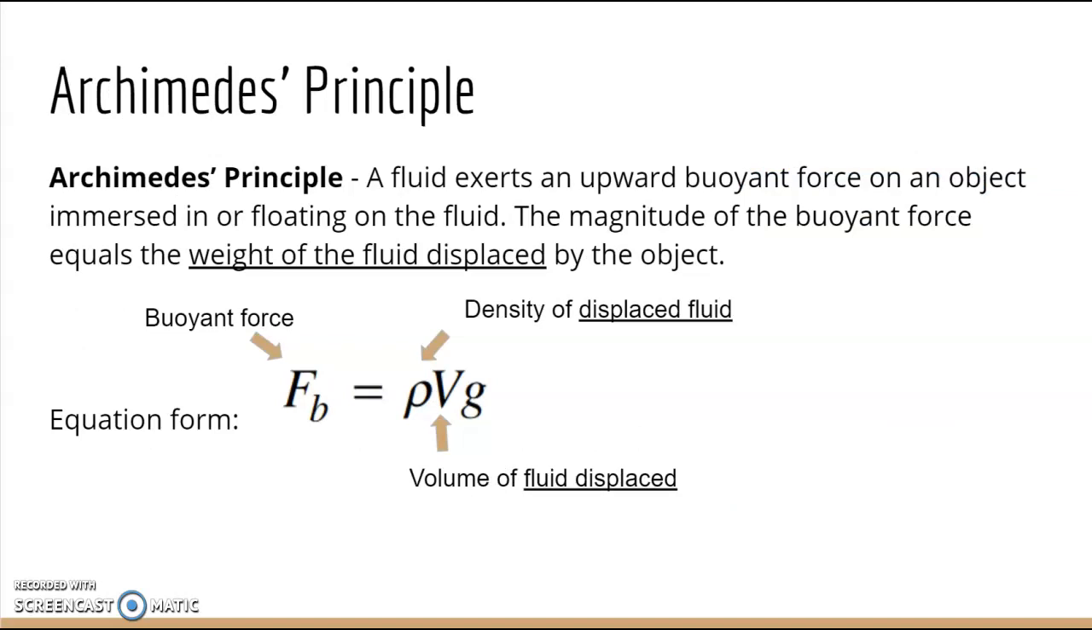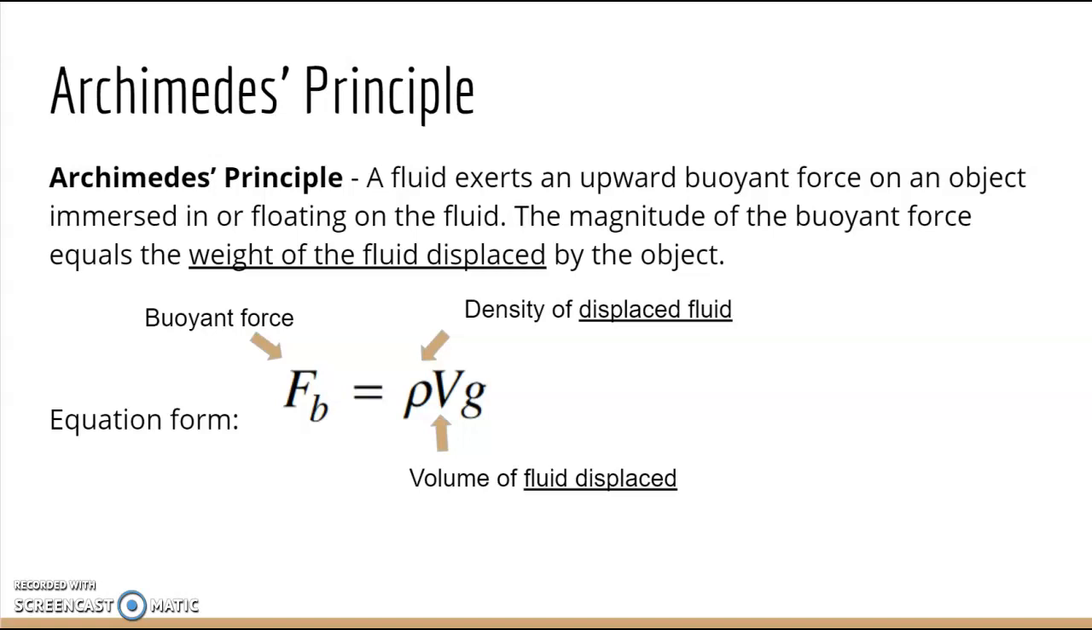So let's talk about Archimedes' principle. If you don't know much about Archimedes, he's brilliant. I recommend reading up on him. He's pretty interesting. But Archimedes came up with this idea, or I guess it's more of a postulate, that a fluid exerts an upward buoyant force on an object immersed in or floating on a fluid. So he basically came up with the idea of buoyancy, at least that's my understanding. I could be wrong about that. I'm not super well versed in the history of physics.